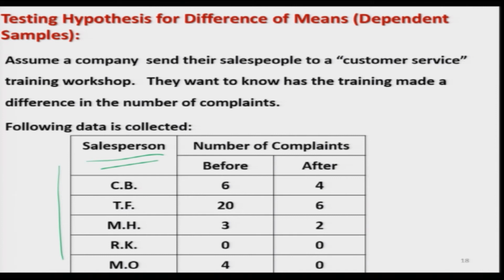Now, the main thing for us is the number of complaints which these people were able to solve before the training, which was like 6, 23, etc. And after the training, the same person attended only 4 calls, the second person attended only 6 calls, the third person attended only 2 calls, and so on, right. So, now they want to test whether the training was effective or not.